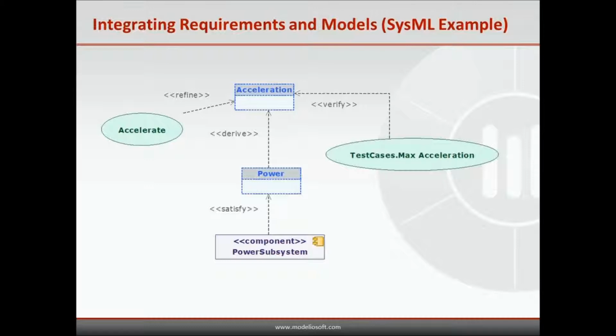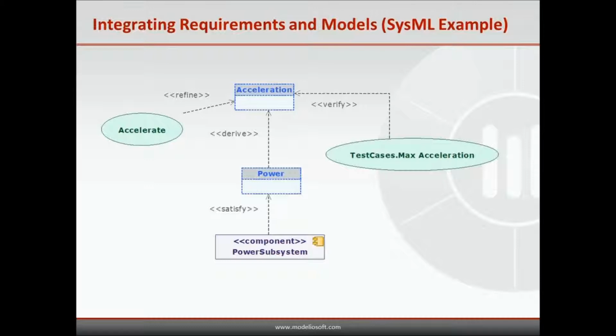And there are also links between requirements and the rest of the model. For example, here we have two use cases. One use case is accelerate. Accelerate is a use case that refines the acceleration requirement. And we have a use case that is used to model test cases. And here we have a link verified between the test case and the requirement.